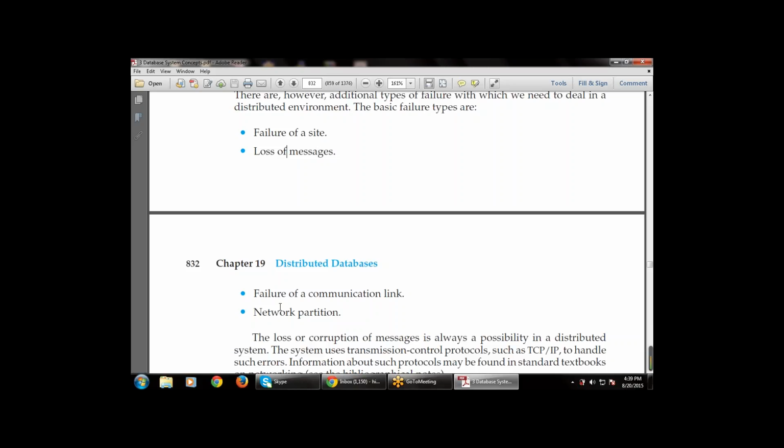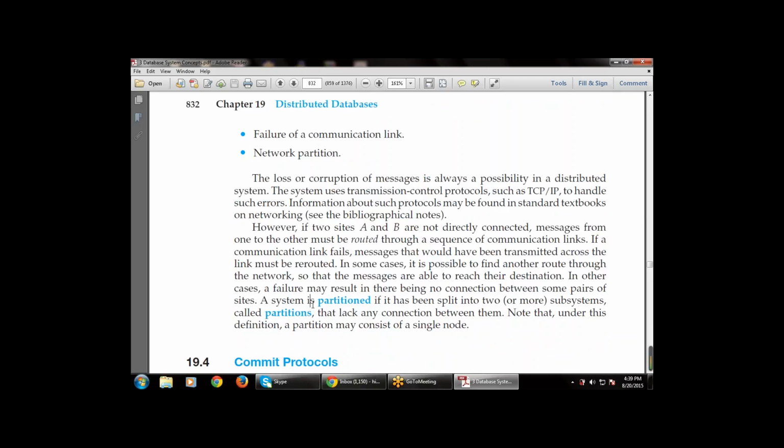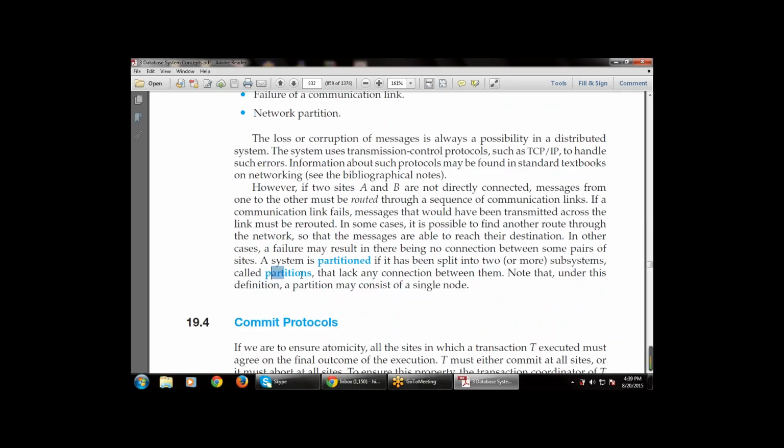Information about such protocols may be found in standard textbooks on networking. The system is partitioned if it can be split into two or more subsystems, known as partitions, that lack any connection between them. Note that under this definition, a partition may consist of a single node.